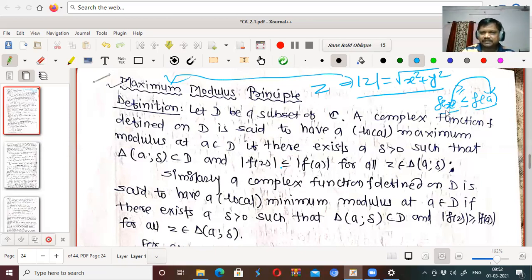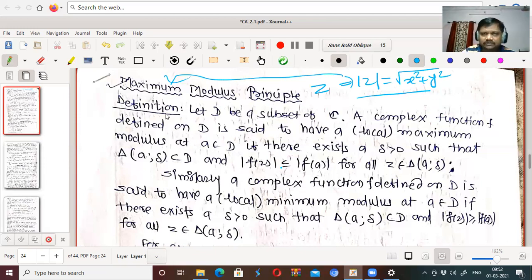So if f of x is less than or equal to f of a in real analysis, then we say that f has a maximum at x equal to a. And if f of x is greater than or equal to f of a for all x, then we say that f has a minimum value at x equal to a. This is the concept, and we want to extend this concept to complex functions also.